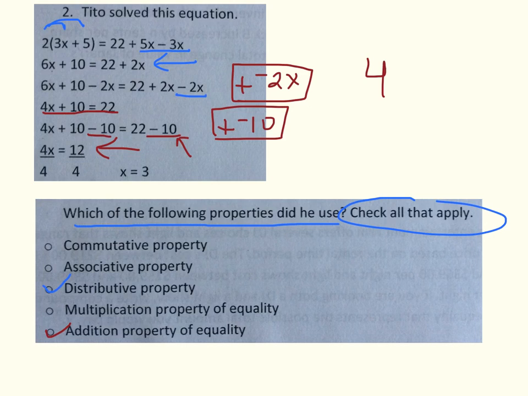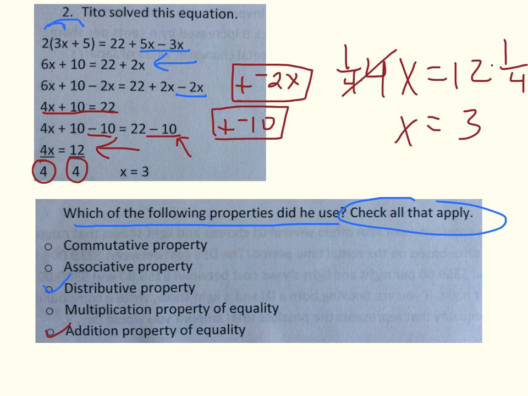Now, in 4x equals 12, notice that they divided both sides by 4. Well, another option is to multiply by the reciprocal. And if I multiply by the reciprocal, that leaves me with x equals 3, which is the same answer that they got. Now, if I use this method, that is definitely the multiplication property of equality.